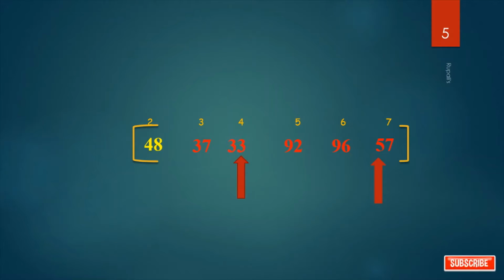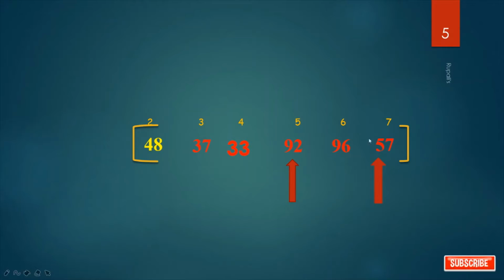Now again repeat the same procedure. You have to increase the lower pointer till we get an element that is greater than the pivot element. So 33 is less than 48, so skip. 92 is greater than 48, so stop here. Now in the case of the upper pointer, you have to decrease the upper pointer till we get an element that is less than the pivot element.